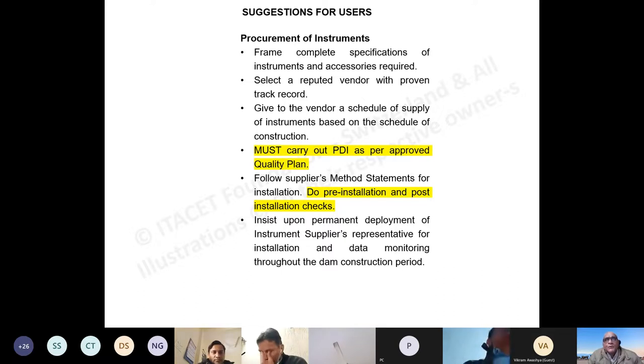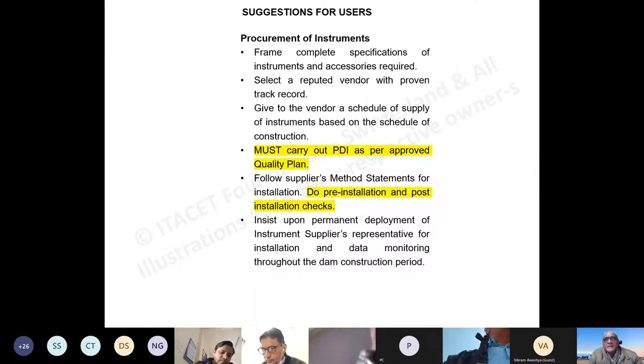For example, when you use an instrument, first we should frame complete specifications of the instruments and the accessories. I mean to say that there's no point in just asking a vendor to supply the instrument, and we don't even frame specifications of the instrument. The specification of the instrument must be framed properly, and the supplier must be asked to adhere to the specifications. I am sure CWC has got some guidelines on instrumentation, or DRIP projects have a very good guideline, which I will show you in the end. And I think the instrument vendor should be asked to follow the guideline.